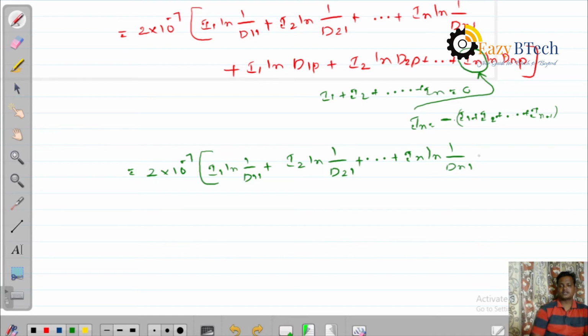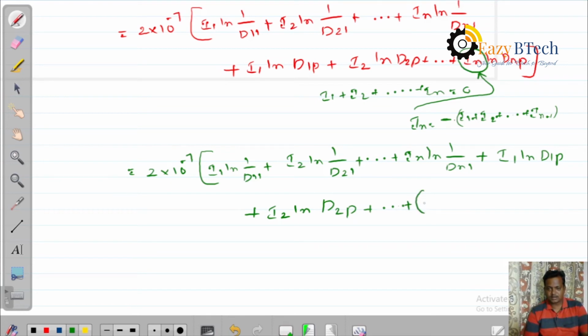Okay, plus you can write I1 ln D1P plus I2 ln D2P plus up to minus of I1 plus I2 plus up to IN minus 1 ln DNP. Okay, I have to write this expression. Substitute IN here. Okay, you can get that expression.